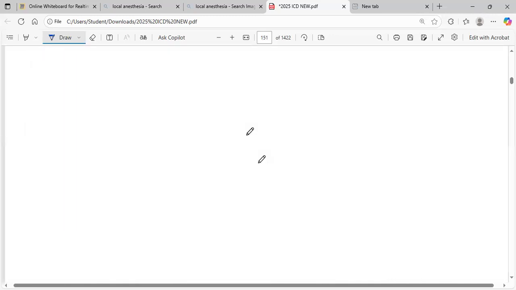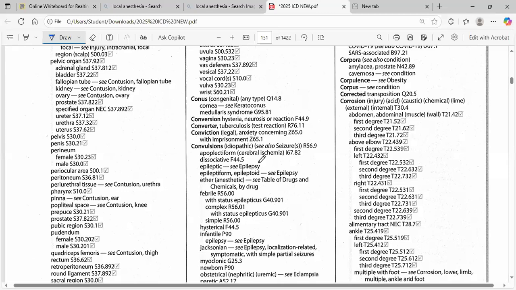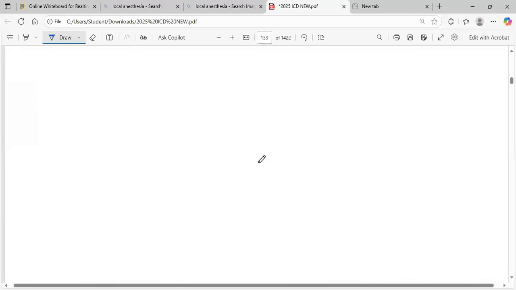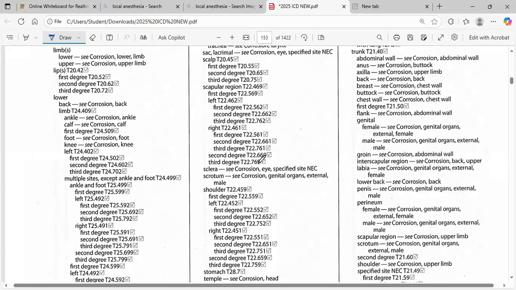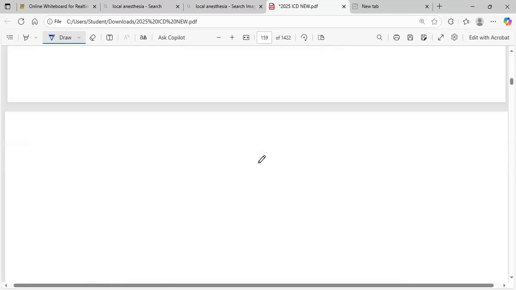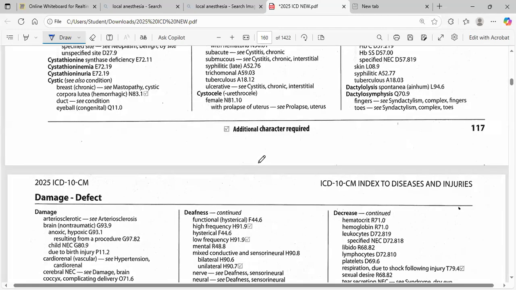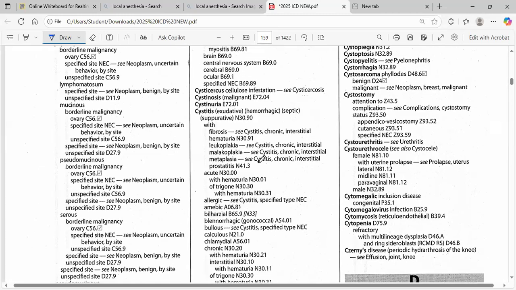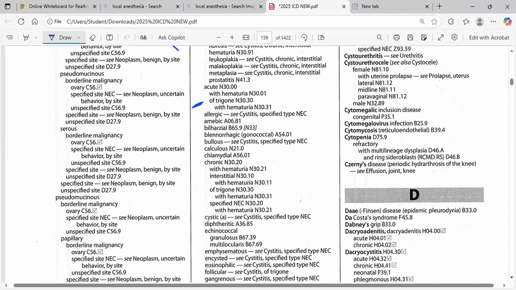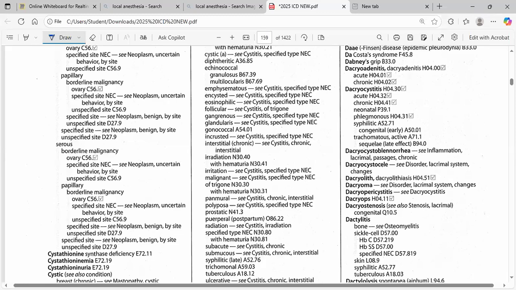Okay, let's try to find out the code for cystitis. So here we have the conversion. We have to scroll it down. Here we go. This is cystitis. Under the cystitis, we have to look for specified type NEC. So our code is N30.80.